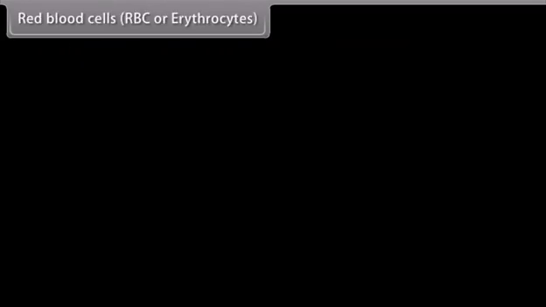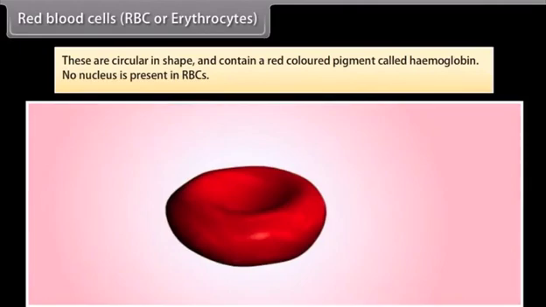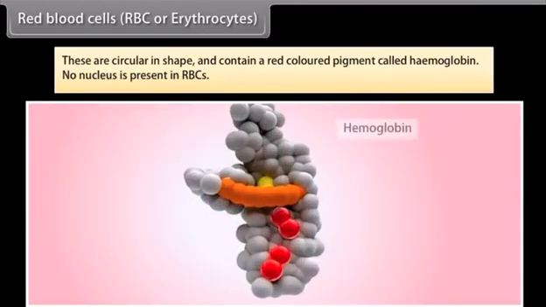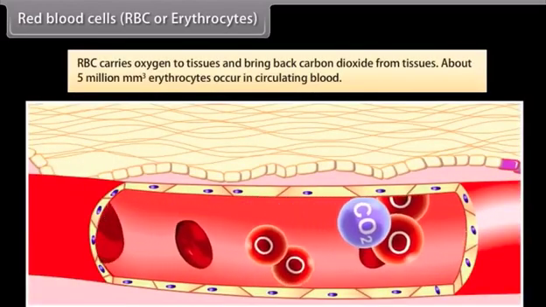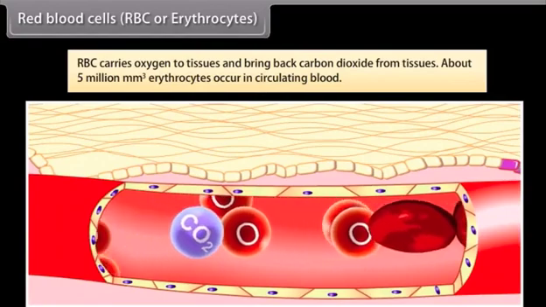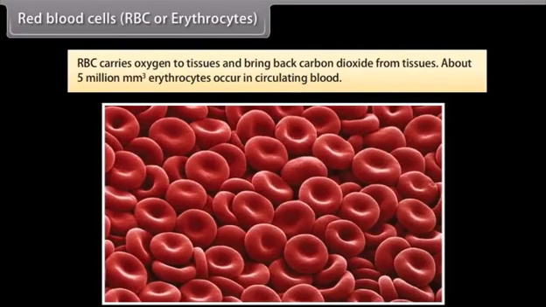Red blood cells, RBC or erythrocytes. These are circular in shape and contain a red-colored pigment called hemoglobin. No nucleus is present in RBCs. RBC carries oxygen to tissues and brings back carbon dioxide from tissues. About 5 million per mm3 of erythrocytes occur in circulating blood.